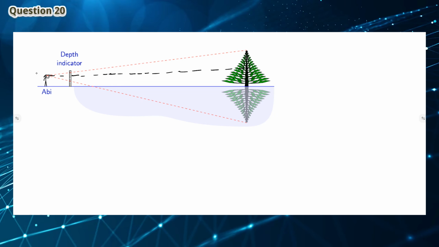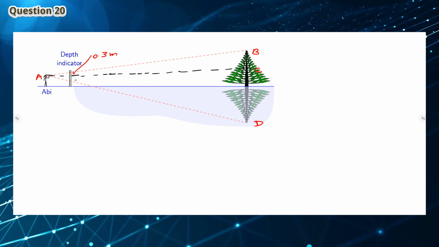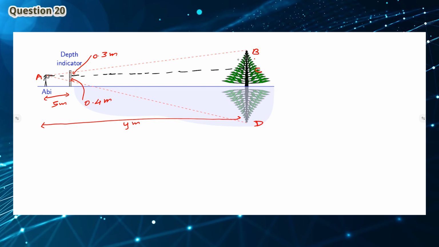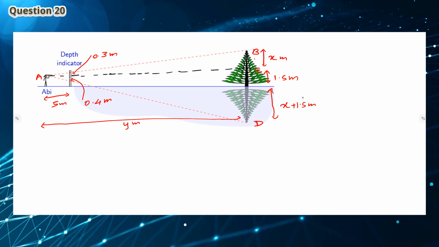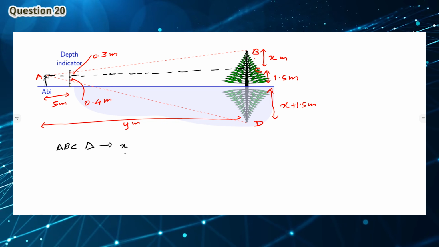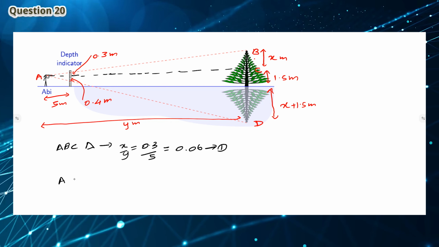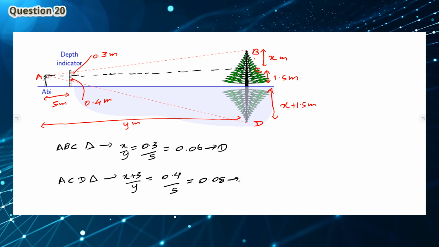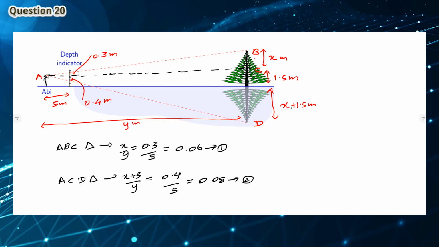As you can see, we can label the diagram as shown. Next, we can find an equation for x and y. We find that x and y is equal to 0.06 and x plus 3 on y is equal to 0.08. We can label these respectively as equations 1 and 2.